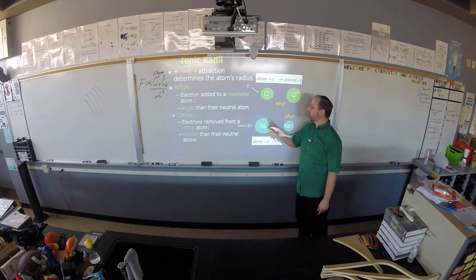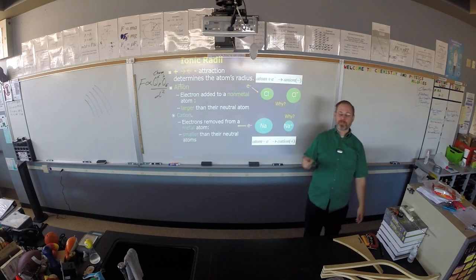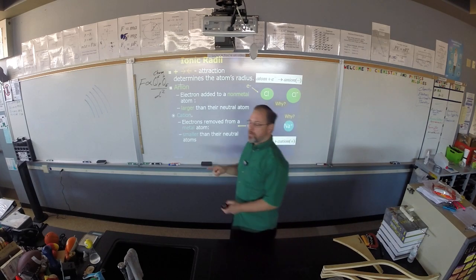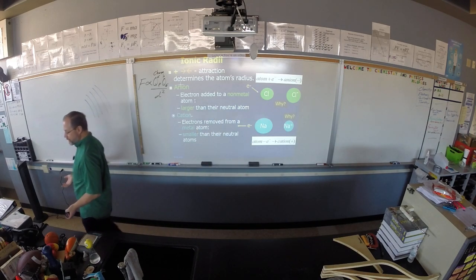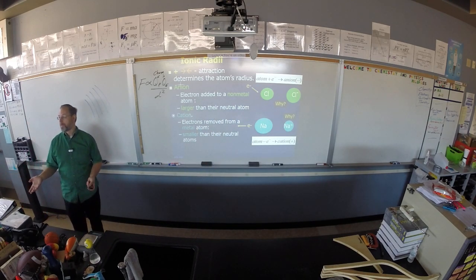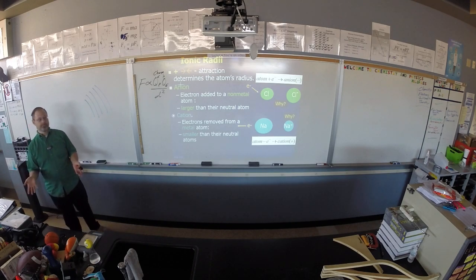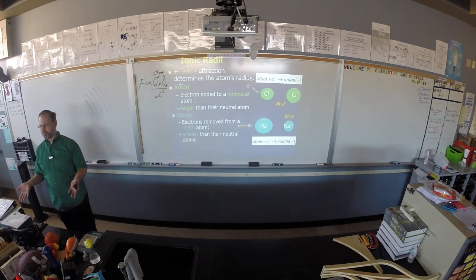If you remove an electron from sodium, sodium only has one electron in that outer shell. You remove that electron, and sometimes the whole shell just disappears, making the atom much, much smaller. Okay. Does this make sense?